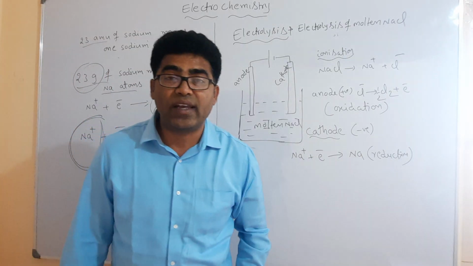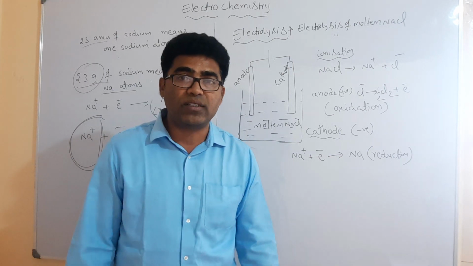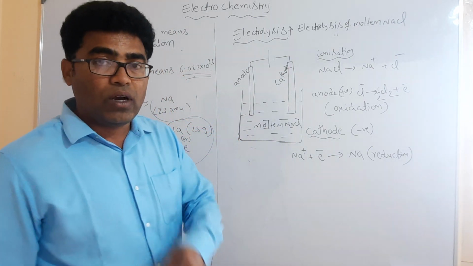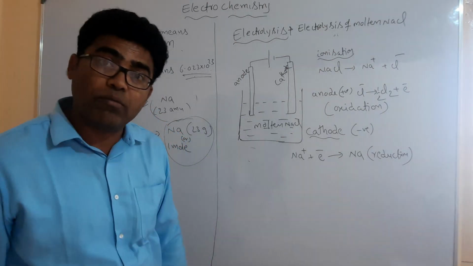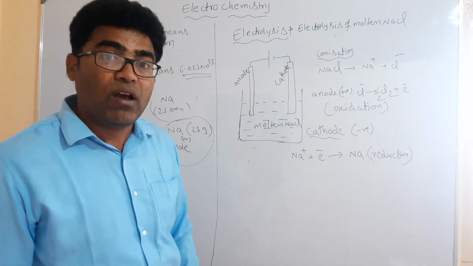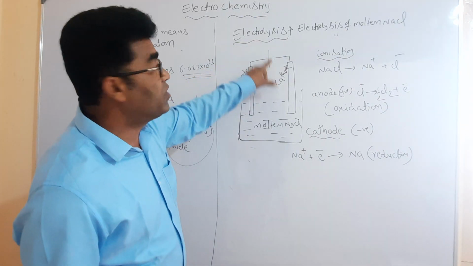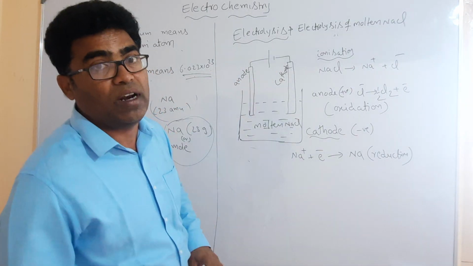So in physics you learn that a battery has two terminals. One is the positive terminal, another is the negative terminal. How do you identify which is positive and which is negative? On paper, the big line indicates the positive terminal and the small line indicates the negative terminal.